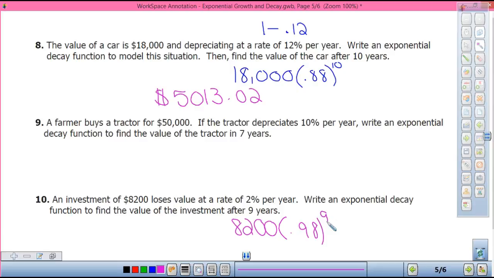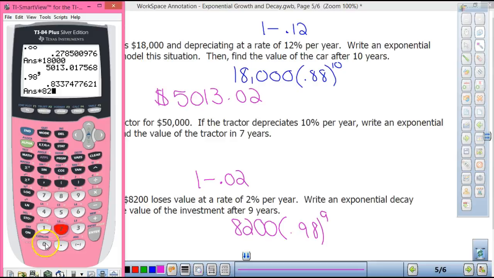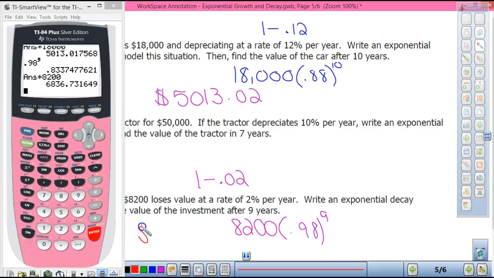So what do you have in your parentheses? You have to go 1 minus 0.02. And so 0.98 to the 9th power times the $8,200 I invested. And now all of a sudden I made a bad investment, and now I only have $6,836.73.